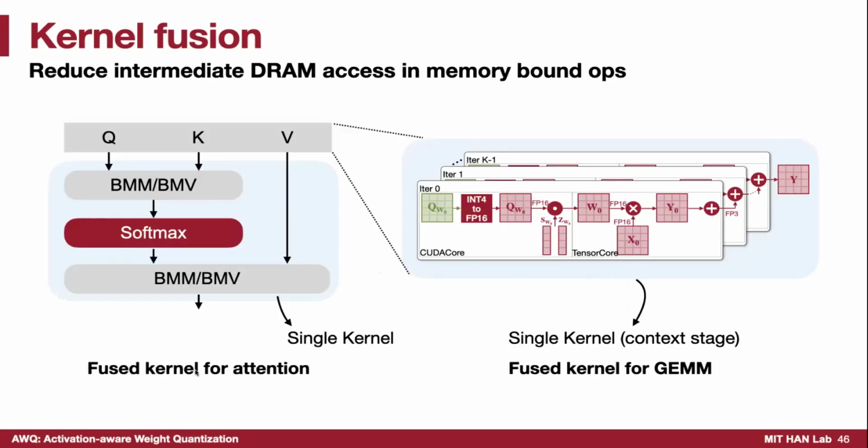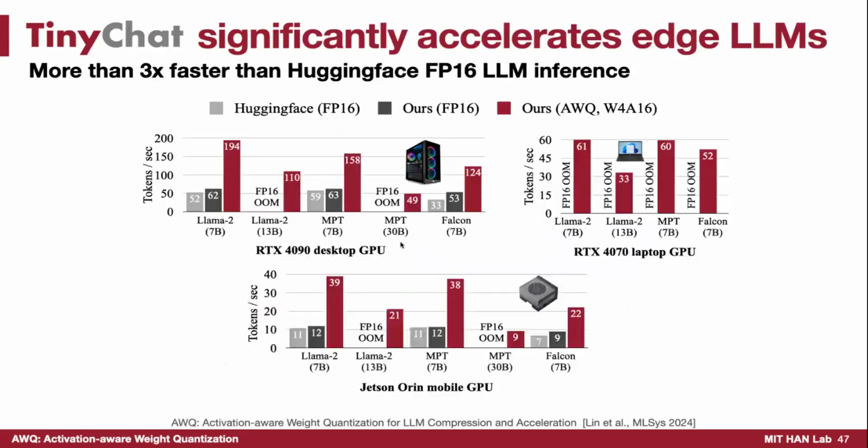We also implemented a fused kernel for attention and a fused kernel for GEMM to reduce the DRAM access. Compared with FP16, we are about 3x faster on a 4090 GPU, on a laptop GPU, and also on the Jetson Orin mobile GPU.